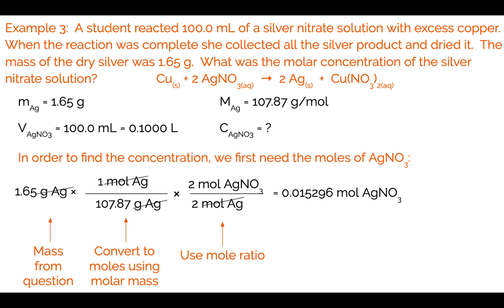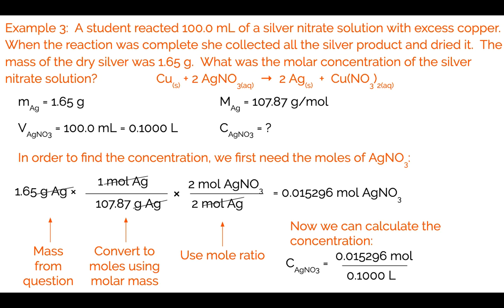So now that we know the moles and we have the volume, we can calculate what the concentration was. We just divide the moles by the volume, and we get an answer of 0.153 moles per liter.